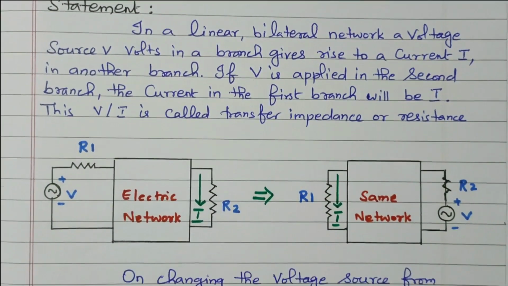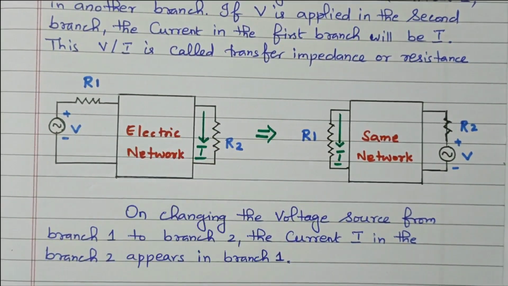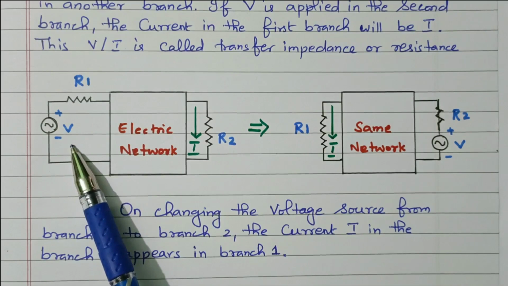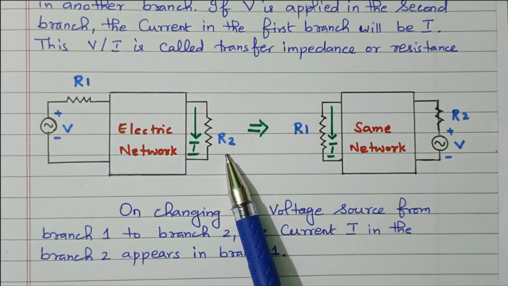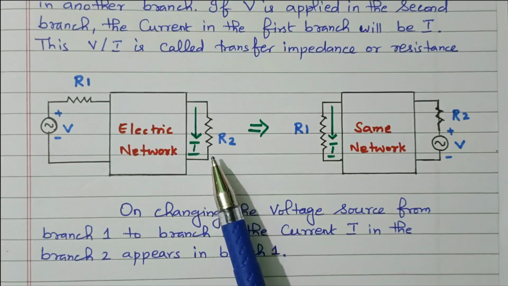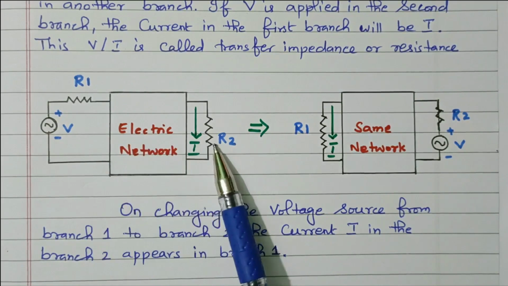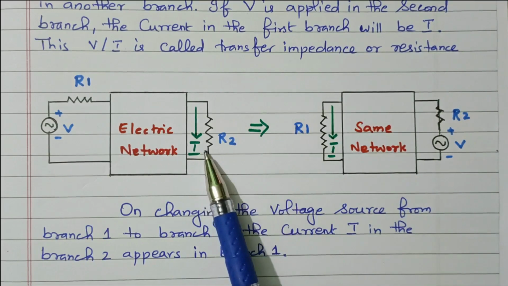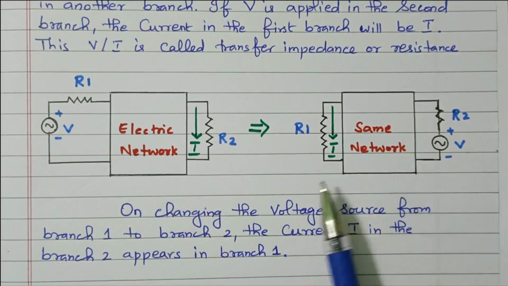Right, now we'll see the diagram so that you're able to understand clearly. This is the linear bilateral network. The voltage source is available in the first branch, so there is a rise of current in the second branch, that is the load end. This is the source end, and this is the load end. The statement of the reciprocity theorem is, if you transfer this voltage source from the source end to the load end, the current is reflected in the first branch. Right? That is the statement given in the reciprocity theorem.